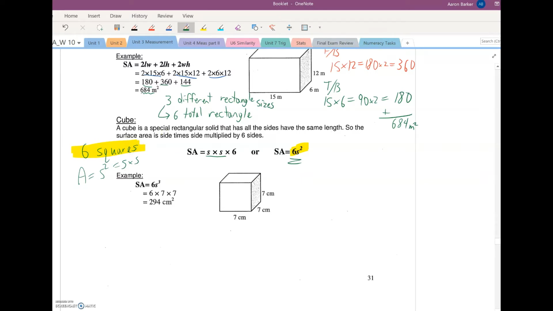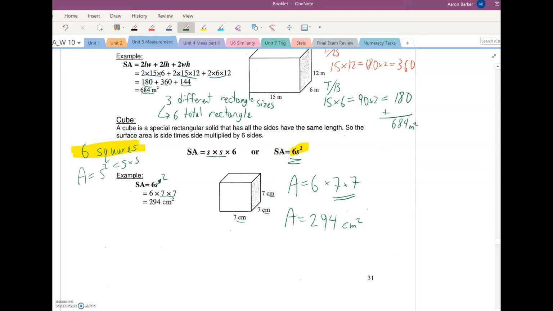Okay. So what they're going to do then is go 6 times, this should be a 2 by the way, 6 times 7 times 7. So area, surface area, or area, you're welcome to just use the letter A, I don't care. It'd be 6 times 7 times 7. This is your square. Go to your calculator, 294, and it's all in centimeters. They all gotta be the same, so that'll be centimeters squared.